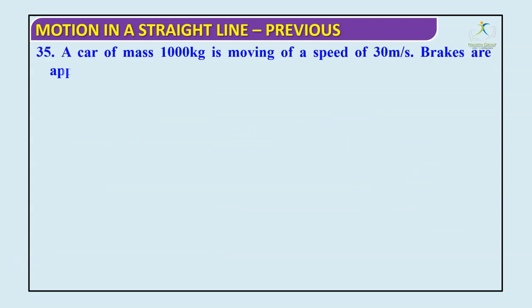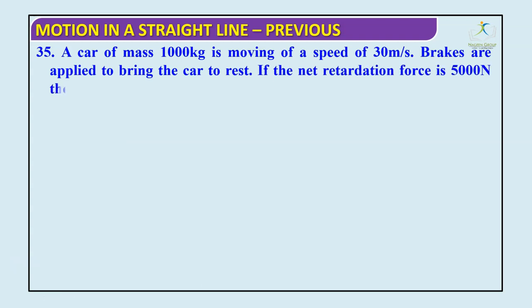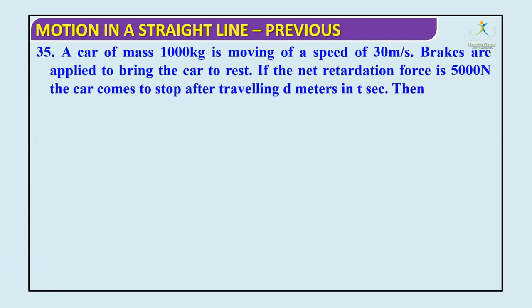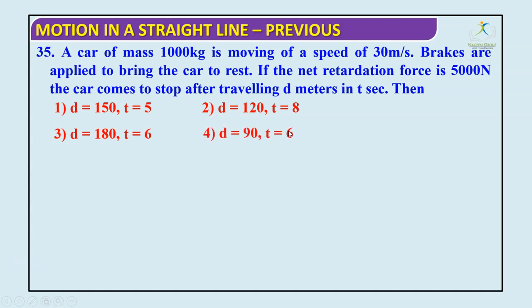Next question we have: a car of mass 1000 kg is moving at a speed of 30 meters per second. Brakes are applied to bring the car to rest. If the net retardation force is 5000 Newton, the car comes to a stop after traveling d meters in t seconds. The options are: d is 150, t is 5; d is 120, t is 8; d is 180, t is 6; or d is 90 and t is 6.